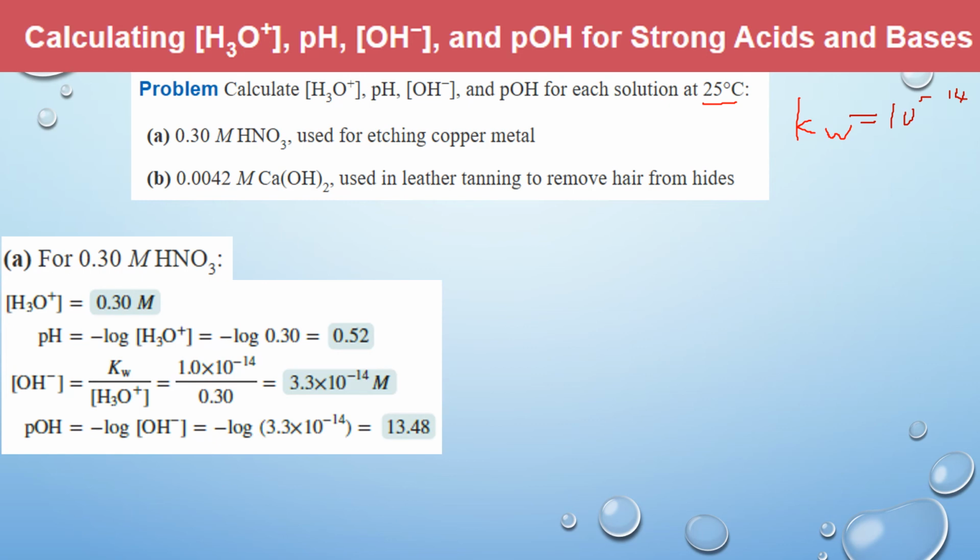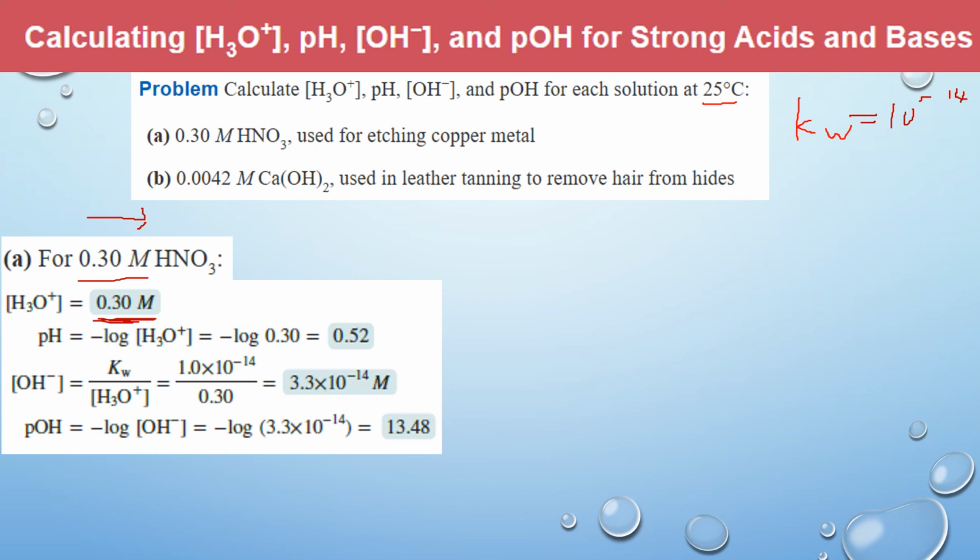For solution A, because nitric acid is a strong acid, it will completely dissociate, so the concentration of the proton is going to be equal to the concentration of the starting acid. For a strong acid, it completely dissociates, so we use this one direction arrow. The pH is the negative log of this concentration, which equals 0.52.